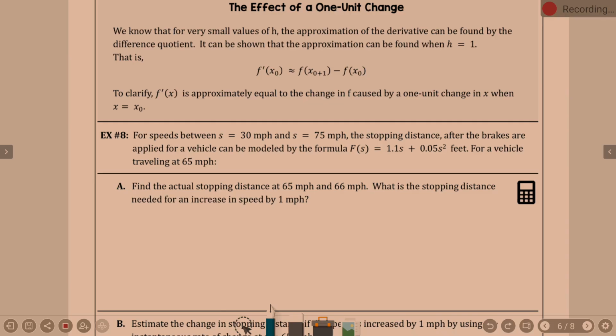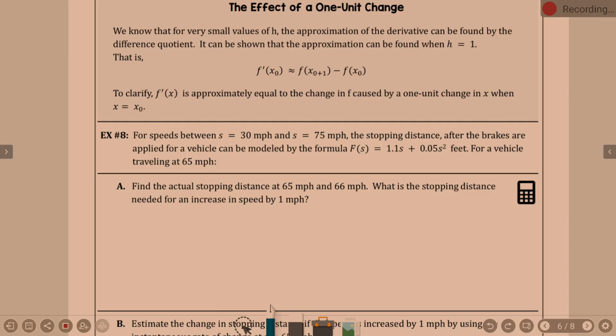We know that for very small values of h, the approximation of the derivative can be found by the difference quotient. That's that f of x plus h minus f of x type stuff we've been doing. It can be shown that the approximation can be found when h equals 1. Now, to clarify, f prime of x is approximately equal to the change in f caused by a 1 unit change in x when x is equal to x naught, as in your initial x value.